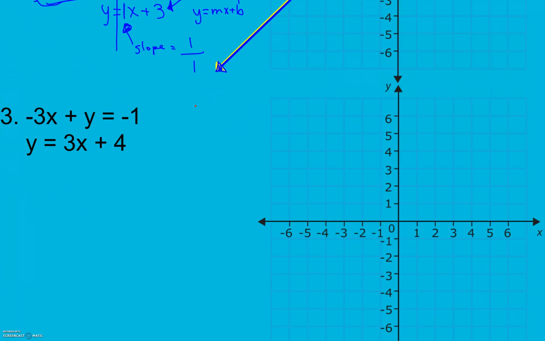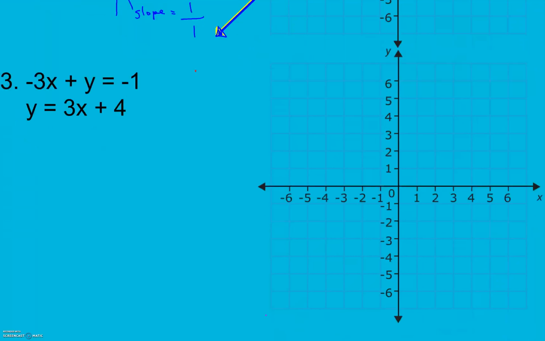In number 3 here, again, if we look at this first example, it's not solved for y, so I can't use slope-intercept unless I solve it for y, or we can use intercepts. Actually, here I'm going to solve it for y to get more practice with that. I feel like we've done more with intercepts.